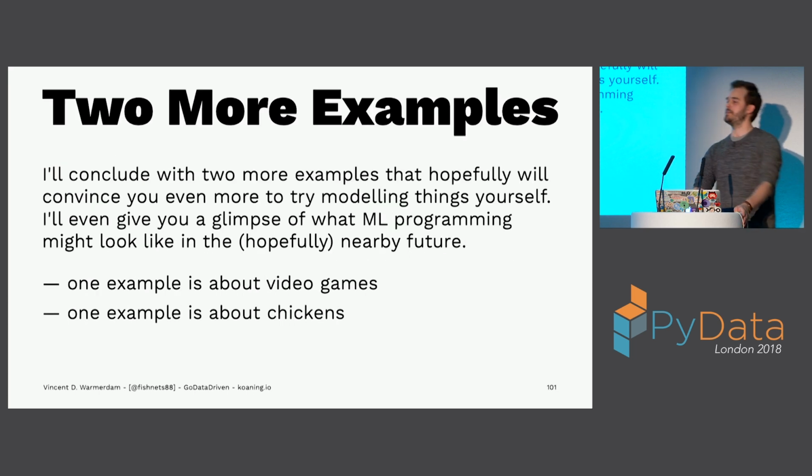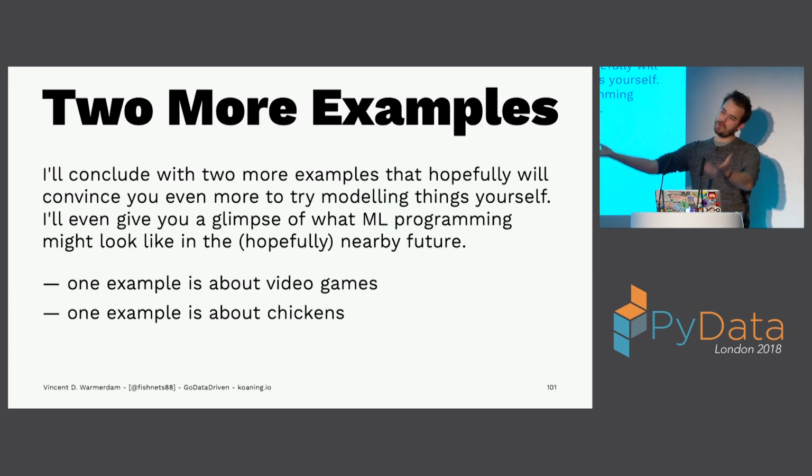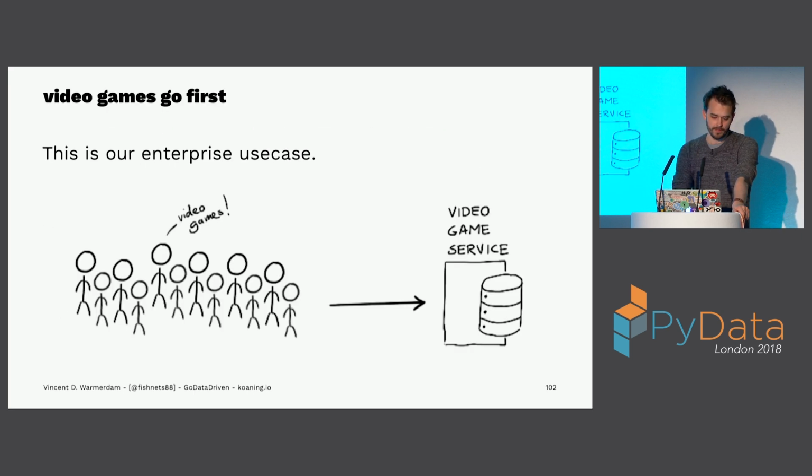So I'll show you 2 more examples to sort of lure you back into the domain of simple models. And you guys are being a good crowd. I've already done 100 slides with you today, so this is going well. One example is about video games, and the other example is about chickens. So let's pretend that we're a super enterprise business model.